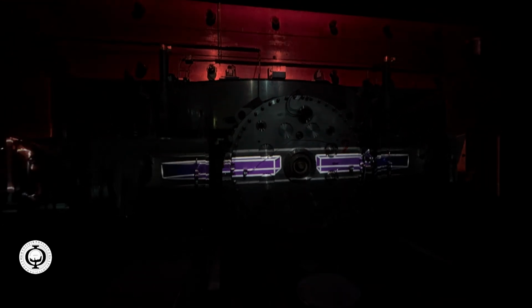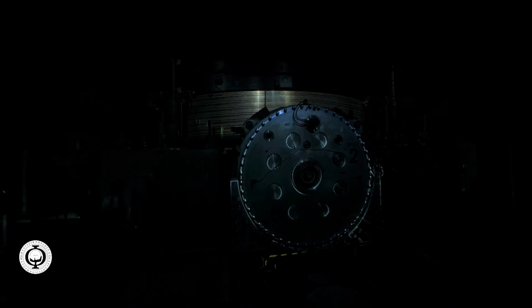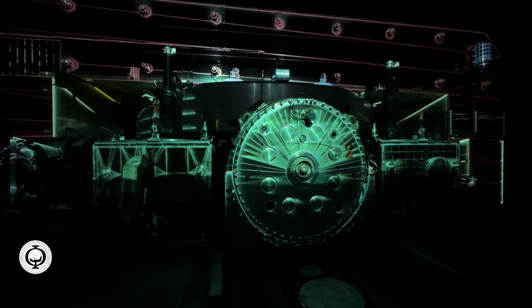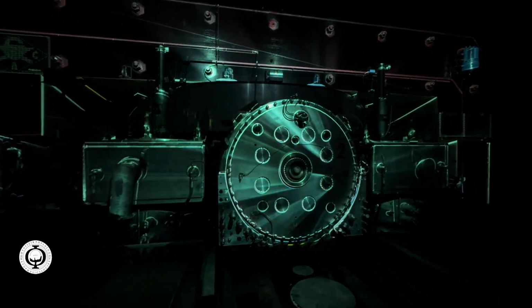In summer 1957, the synchrocyclotron is ready. And CERN's first accelerator comes to life.